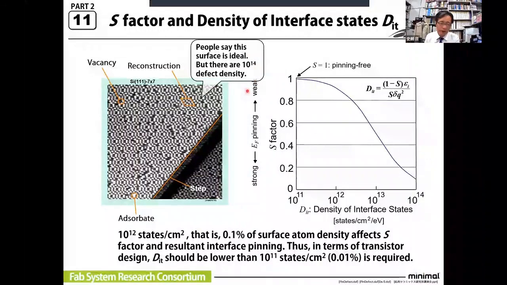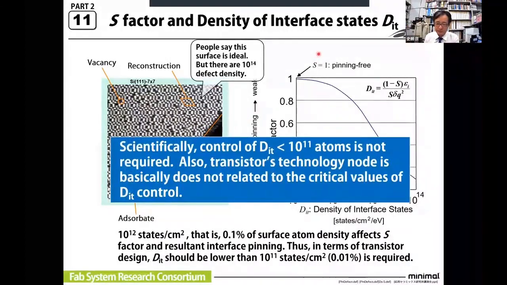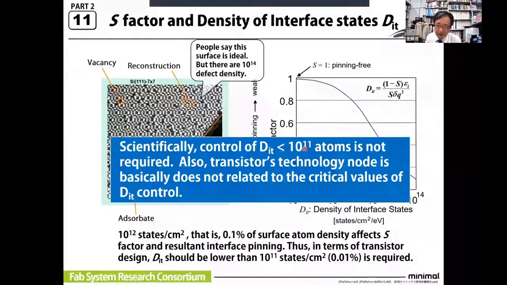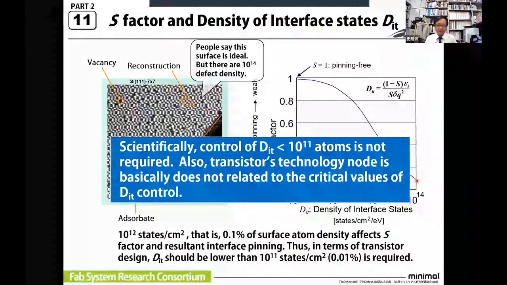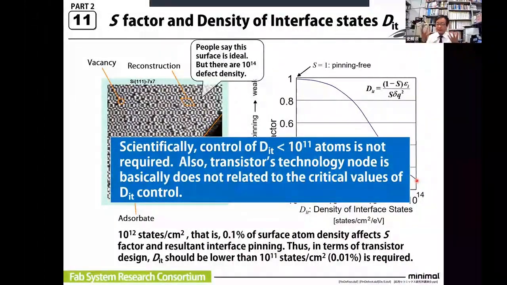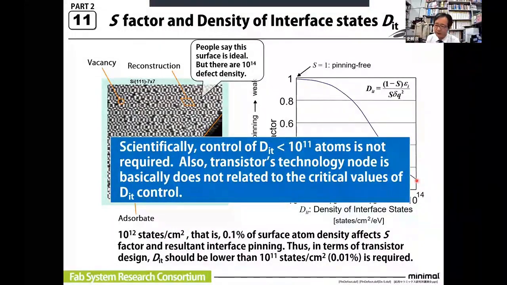So this is not ideal. This is not the ideal one anyway. So we have to make a more perfect surface to make devices. So scientifically controllable anyway, DIT lower than 10 to the 11th is not required. Also, the transistor technology node basically does not relate to the critical values of DIT control. Okay.